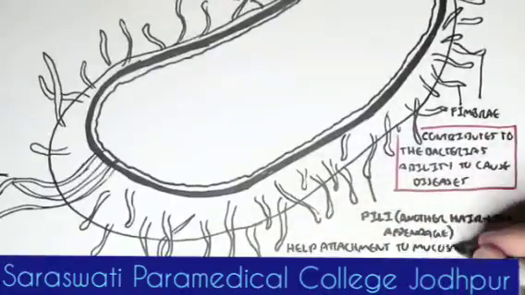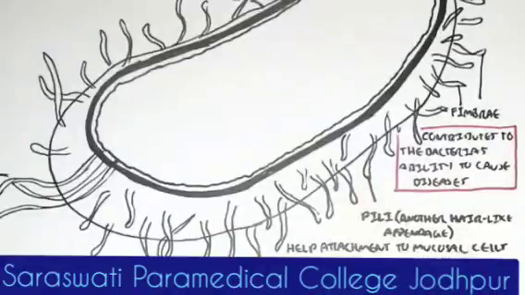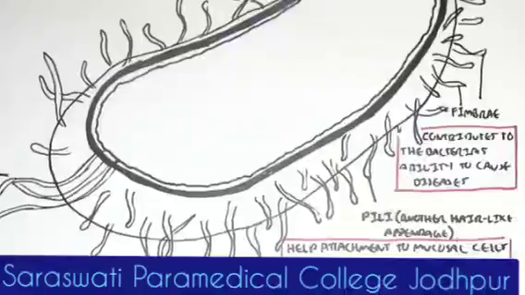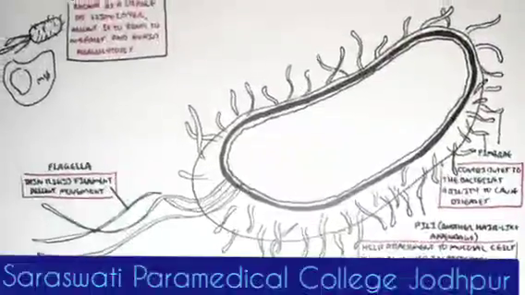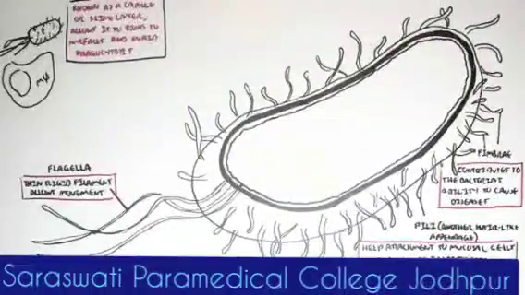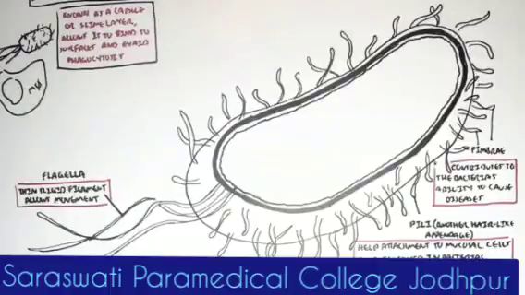The pili is another hair-like appendage, just like the fimbriae. And the pili help attach the bacteria to mucosal cell surfaces. And the pili are also involved in what's called bacterial conjugation. Bacterial conjugation is essentially the transfer of the genetic material of a bacteria from one bacteria to another by forming a bridge using a pili.